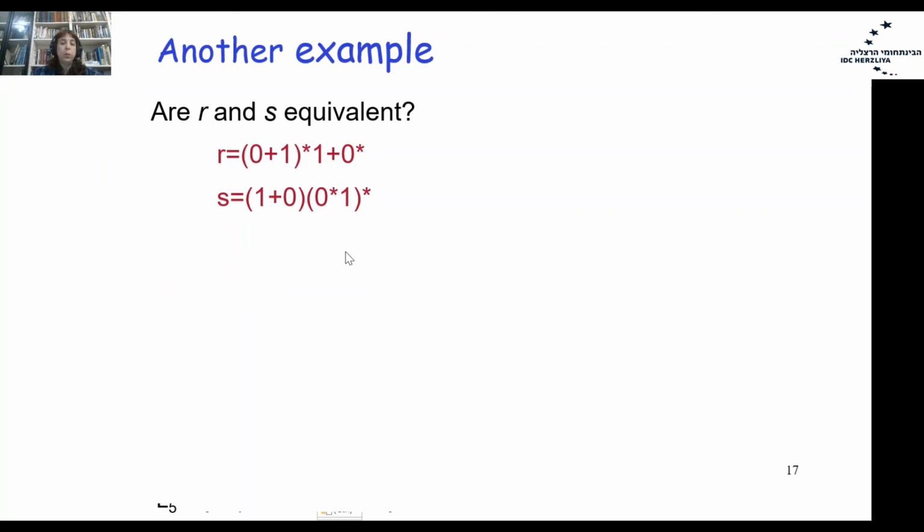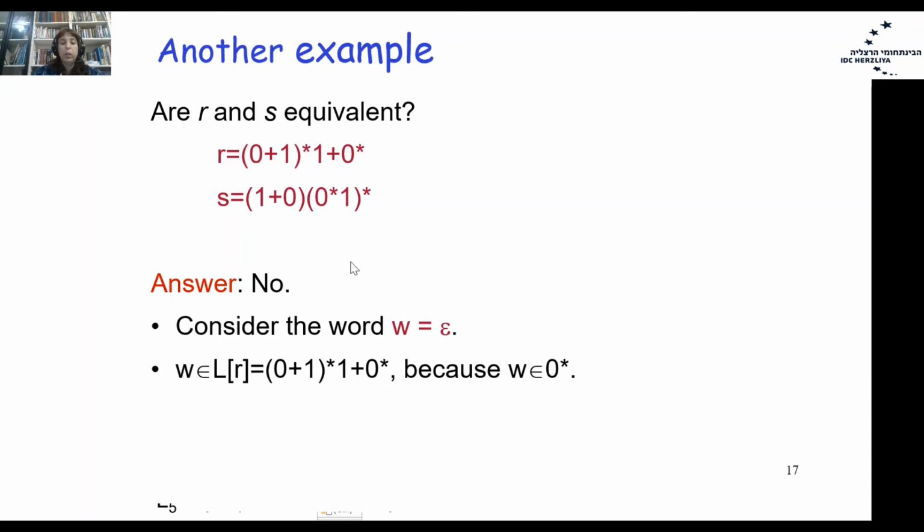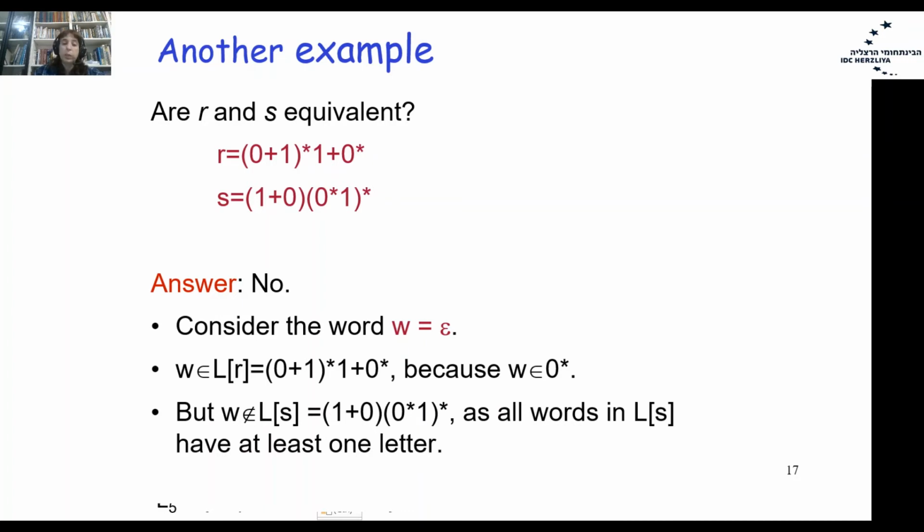So let's find the word W. A good word will be an empty word. An empty word belongs to R, since we have 0*, and in 0* we have epsilon. So epsilon definitely belongs to 0*, and it belongs to R. But epsilon doesn't belong to the second expression, since the second expression has at least one letter, 0 or 1, in the prefix, and then it has a concatenation of a suffix that has some structure. But we definitely have at least one letter in S. Therefore, W, an empty word, doesn't belong to L(S). And here we actually proved that the two regular expressions are not equivalent.